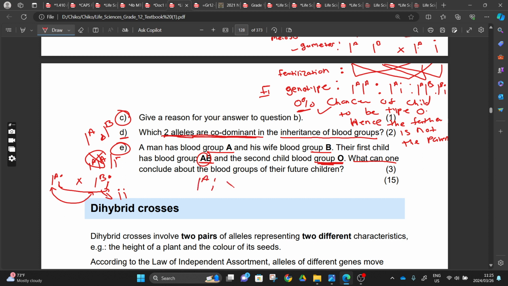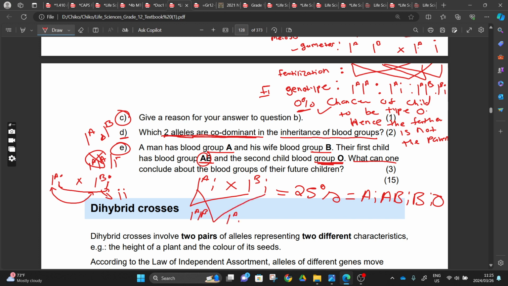Now we are concluding with this, and this, and then we conclude with this. These crosses will result in a 25% chance of a child having each type of blood group. You cross this and this, you have A and B, chance number 1. You cross this and this, you have A, I, chance number 2. You cross this and this, you have B, I.